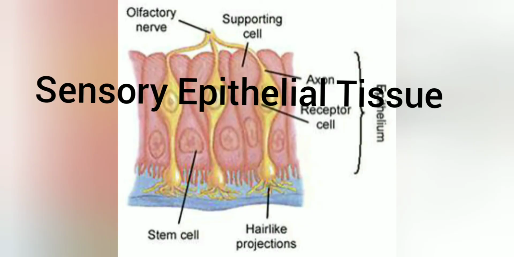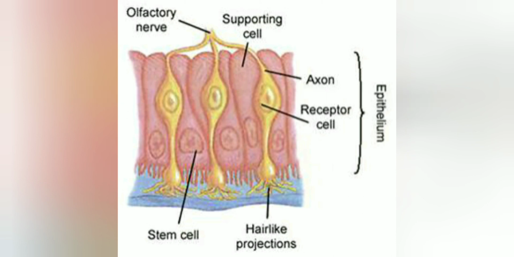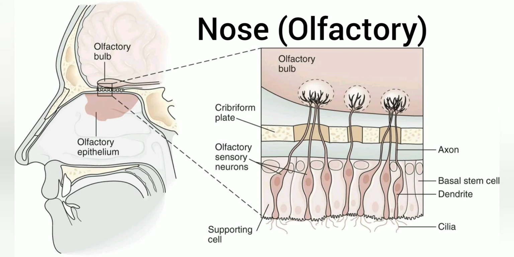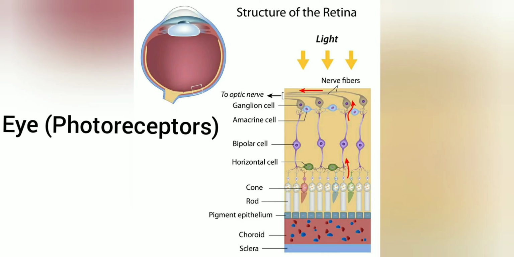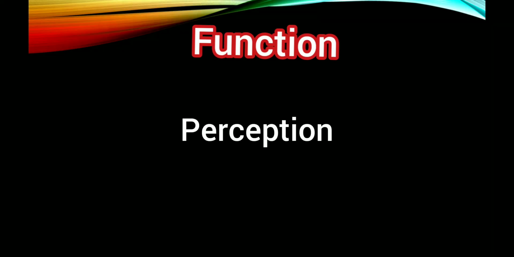Then next one is sensory epithelial tissue. It is composed of a modified form of columnar cells, and it has elongated neurosecretory cells. Sensory hairs are present at the free end of the cells. These are found in nose, that is olfactory, ear, that is auditory hair cells, and eye, that is photoreceptors. And function is perception. That means it perceives external as well as internal stimuli.